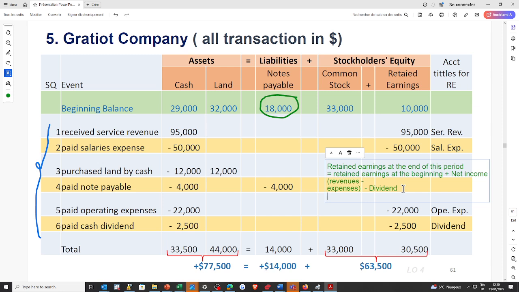So it should be equal to 10,000 plus 95,000 minus the expense of 50,000 of the sale expense, minus 22,000 of the operating expense, and minus 2,500 of the dividend. So you have the amount of your retained earnings as 20,500. So that is the amount that I can help you to find from here.